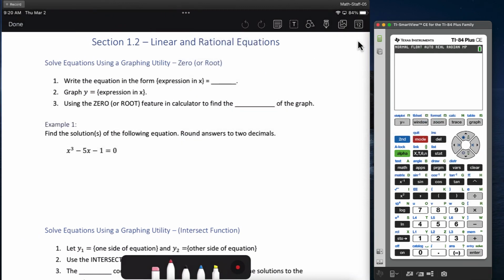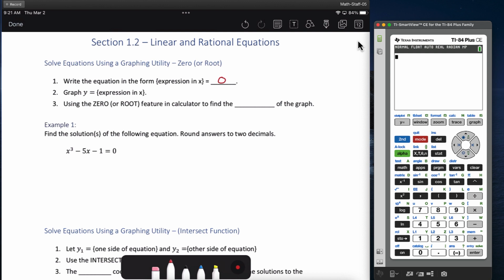Welcome. In this video, we'll look at linear and rational equations. We'll start by looking at the calculator and how we can solve using the zero function. Step 1, write the equation in the form where the expression is set equal to 0. Then we'll graph y equals into the calculator and use the 0 or the root function to find the x-intercepts of the graph, also known as zeros.